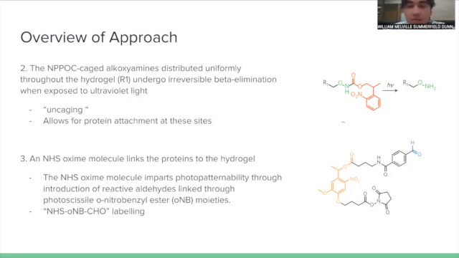It is photopatternable because the groups that are uncaged by the UV light in step 2 can react with the NHS oxime, and the NHS oxime can then react with the protein of interest.